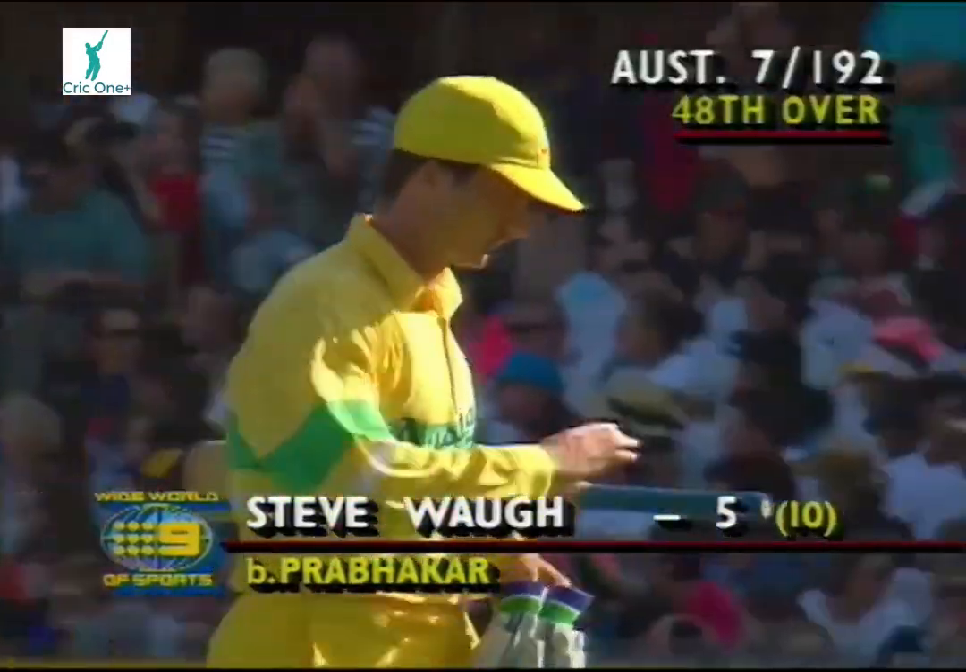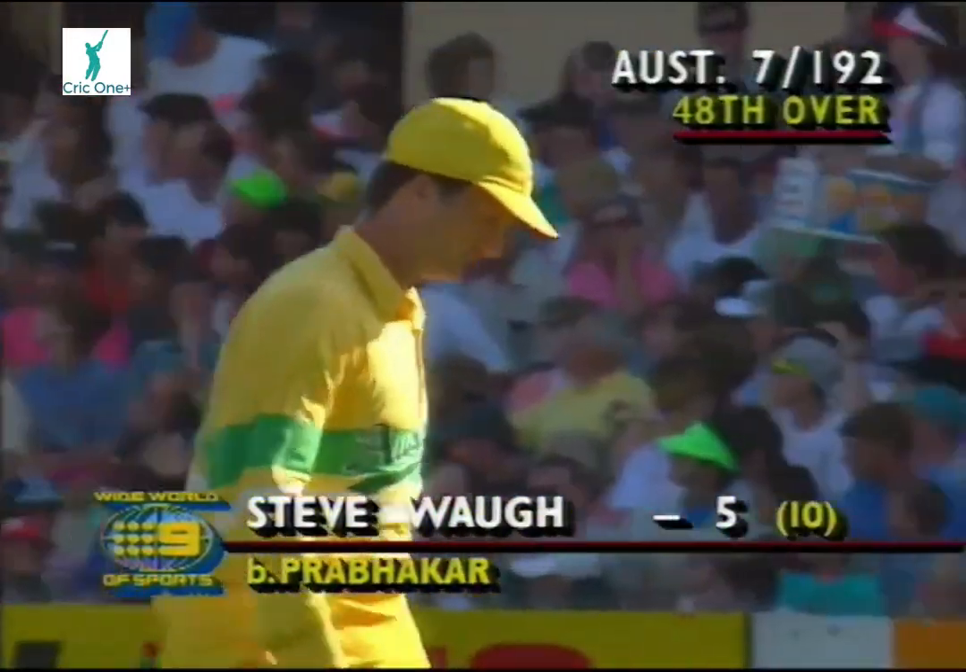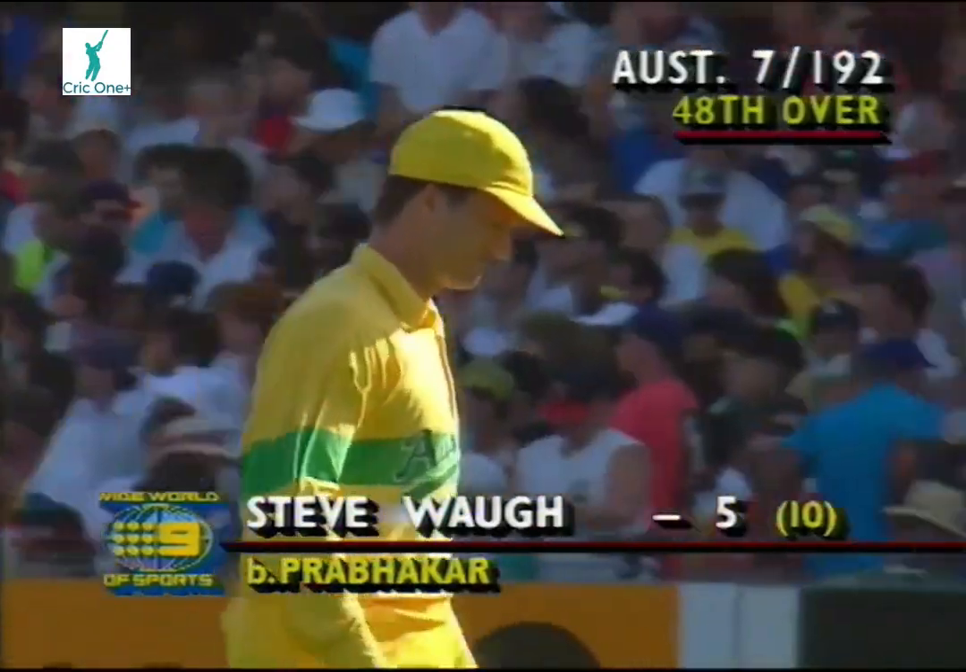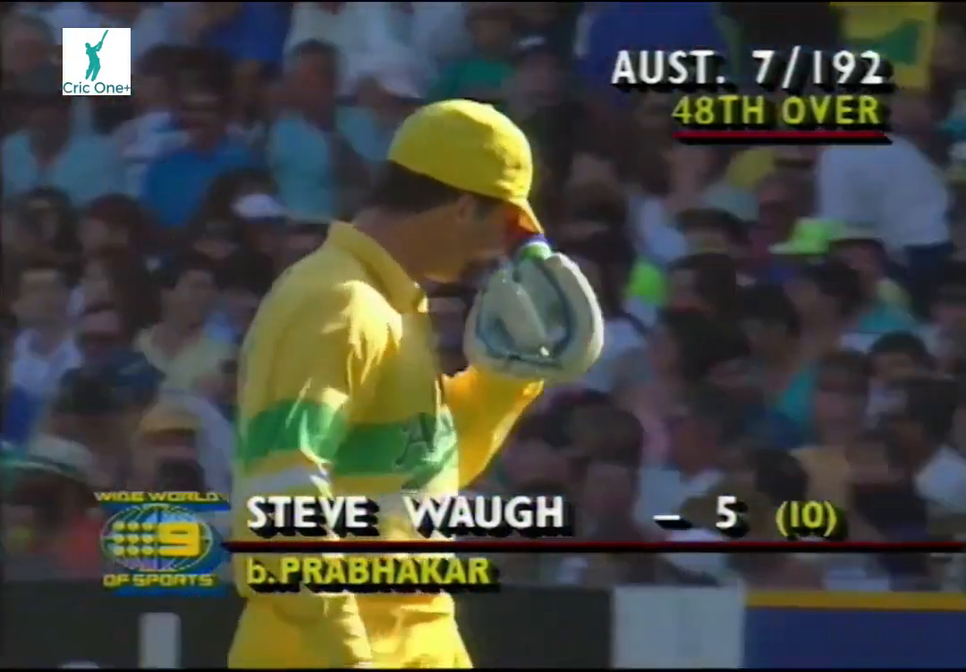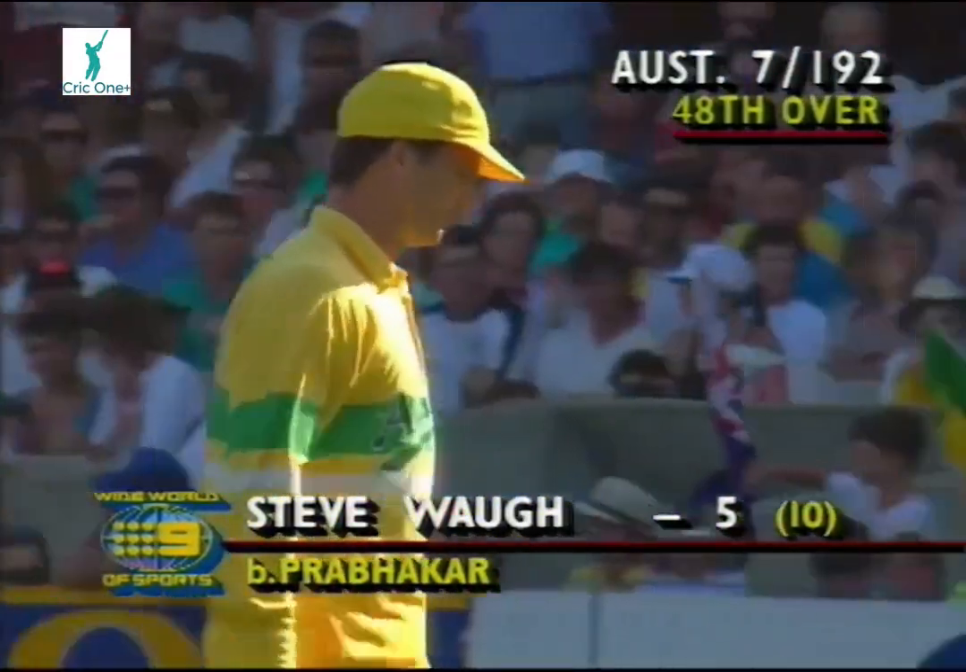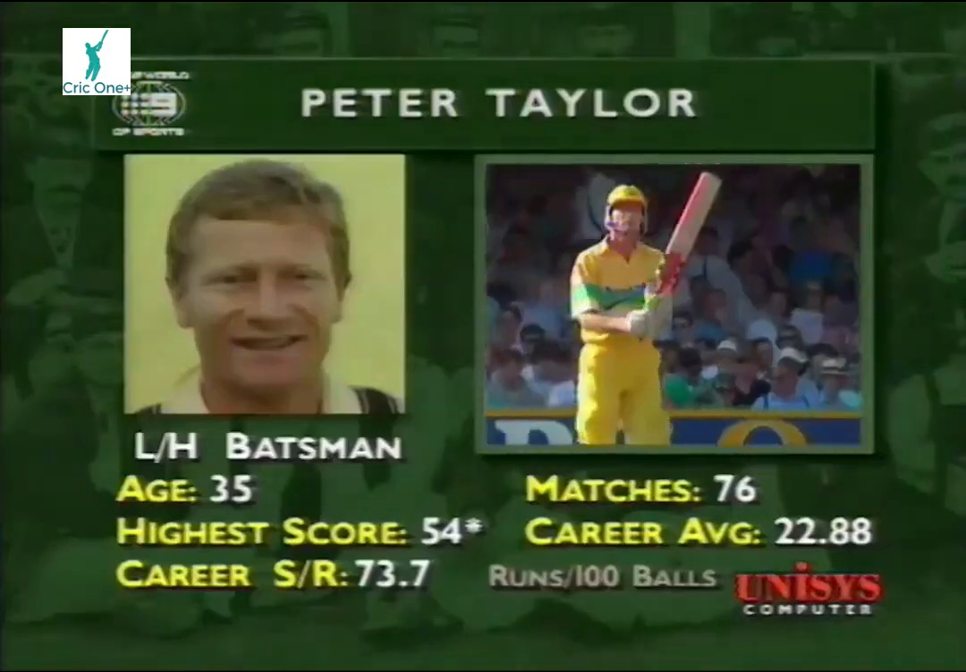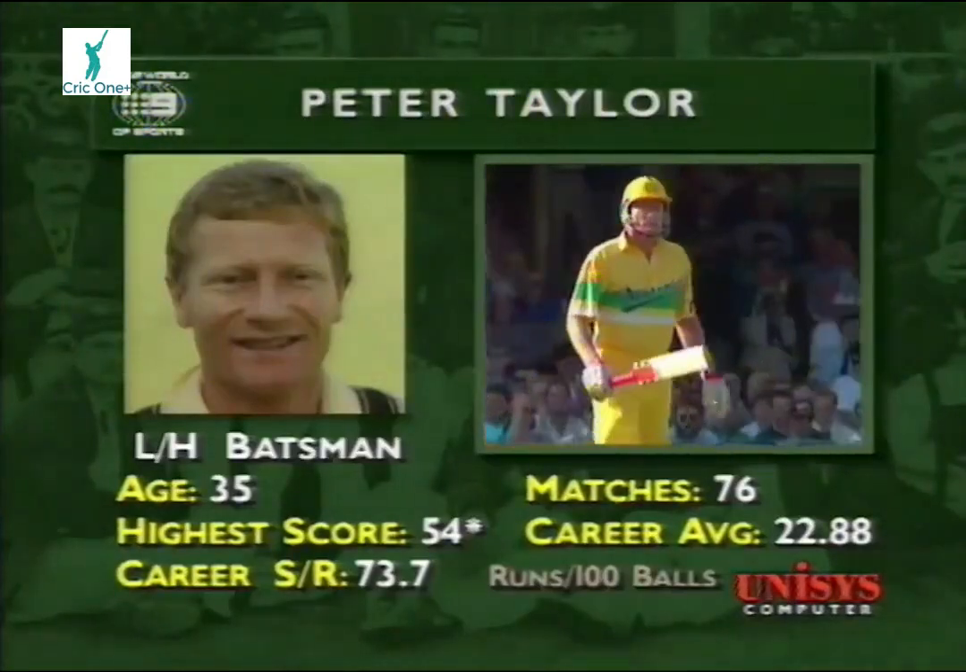But that's the end of Stephen Waugh, out bowled by Prabhakar. He faced 10 balls, and he's gone for 5. 7 for 192. Peter Taylor, the new batsman.